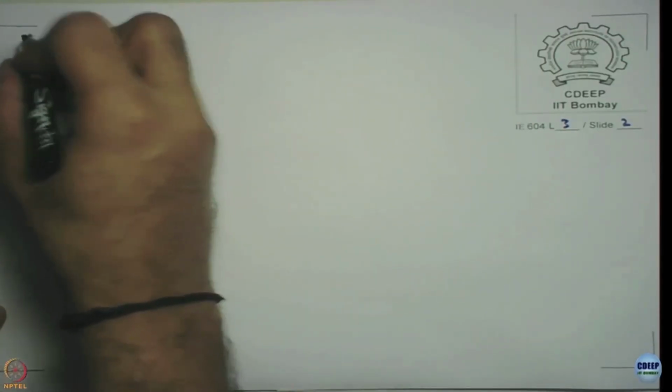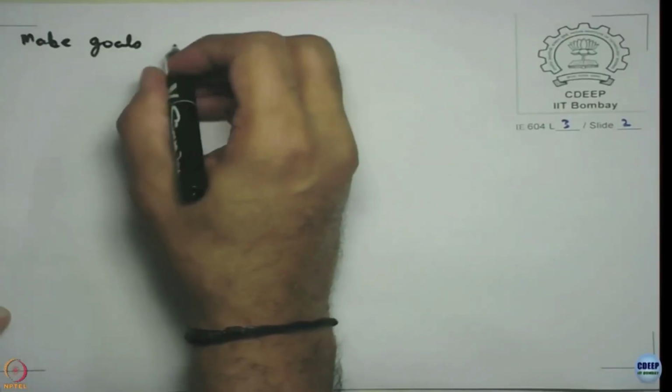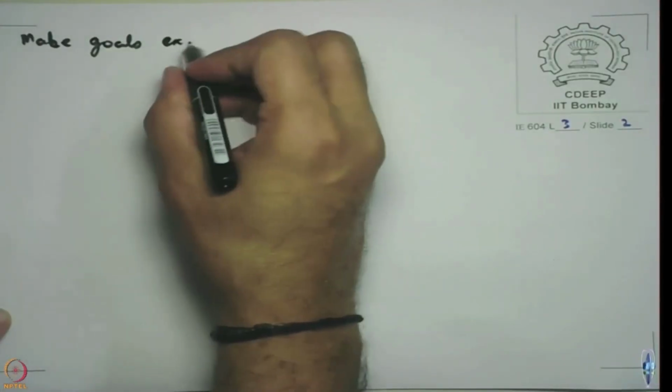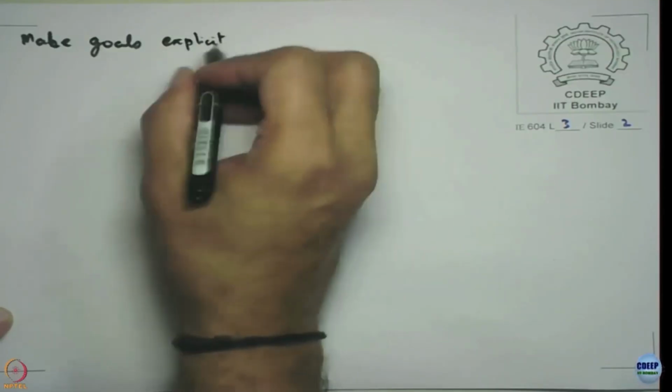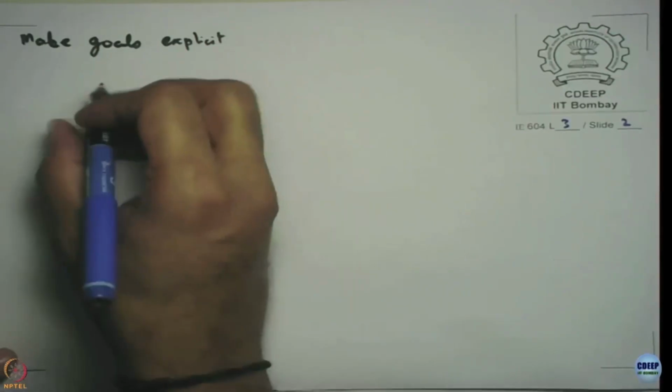So, the next guideline is make goals explicit, especially true for balancing loops or goal seeking systems or negative feedback loops, all mean the same thing. So, we want to make those goals explicit.